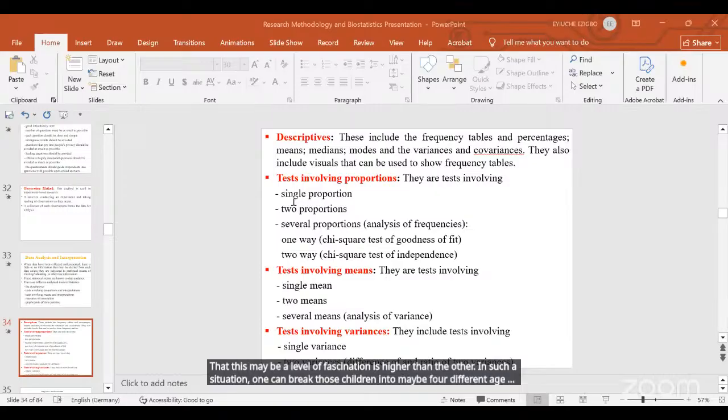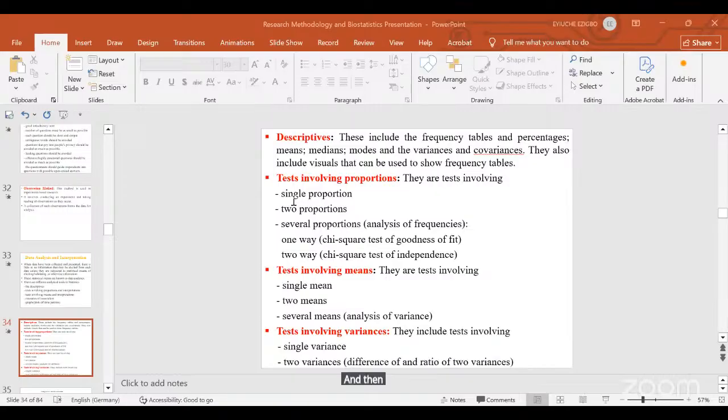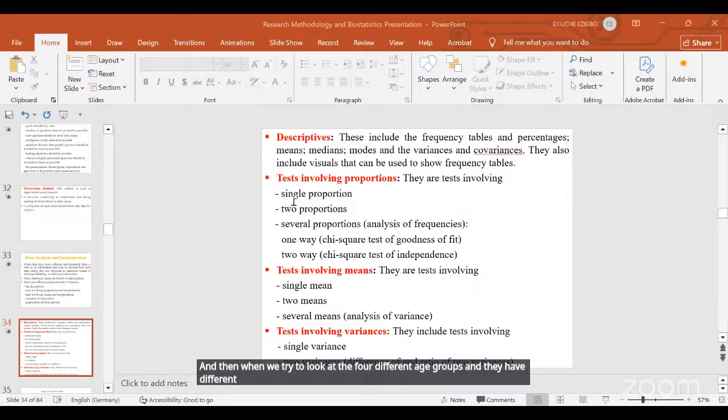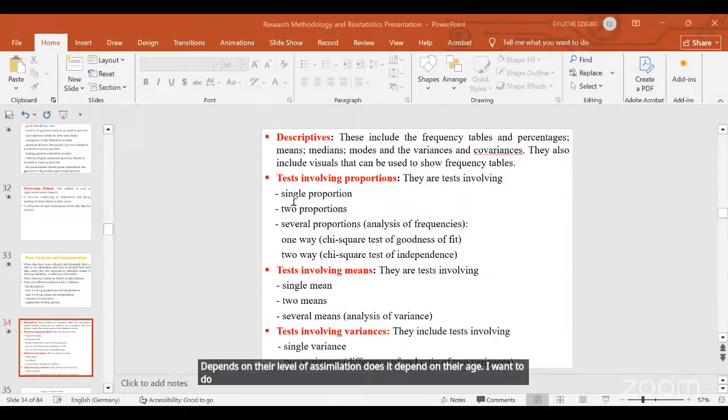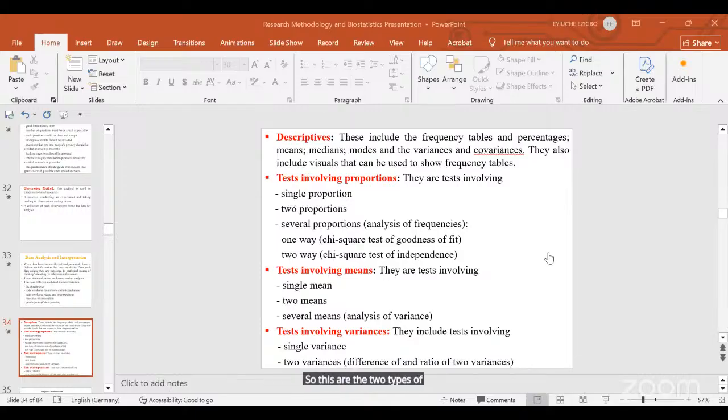I hope it's clear. And then when we try to look at the 4 different age groups, and they have different levels of assimilation, and one is trying to check, does their level of assimilation depend on their what? Age. For one to do this, the person carries out what? Chi-square test of what? Independence. I'm sure it's understood. So these are the two types of chi-square tests that can be done.